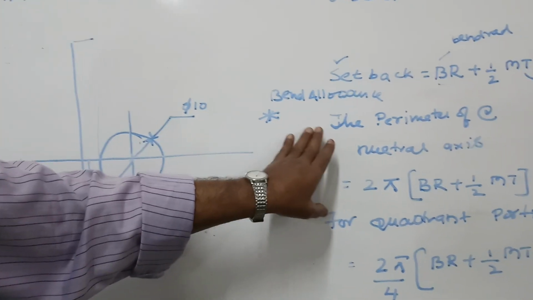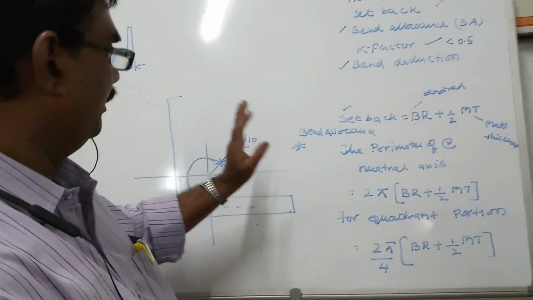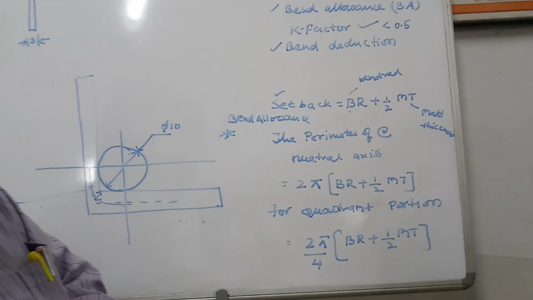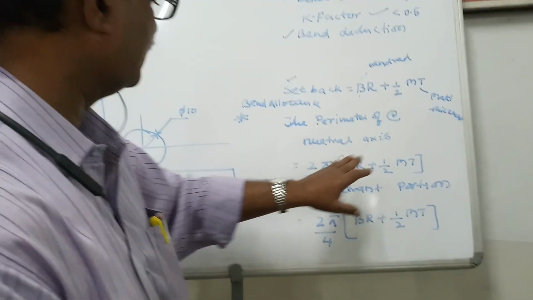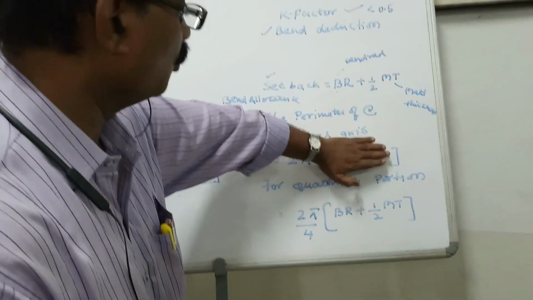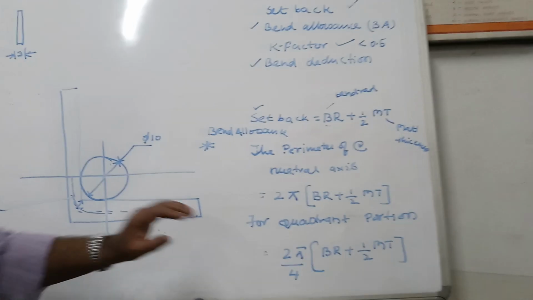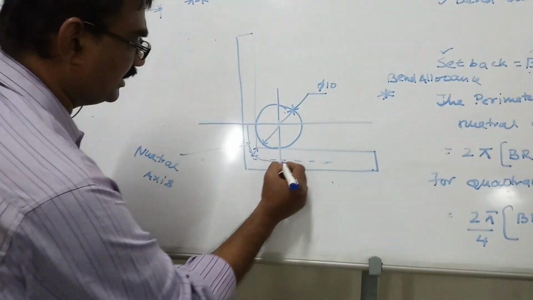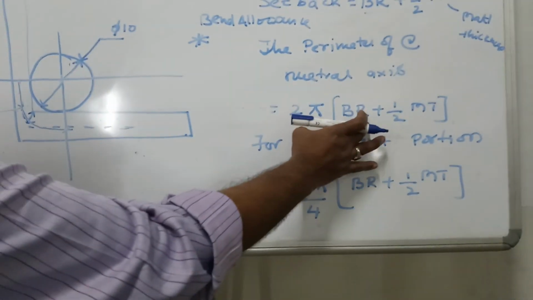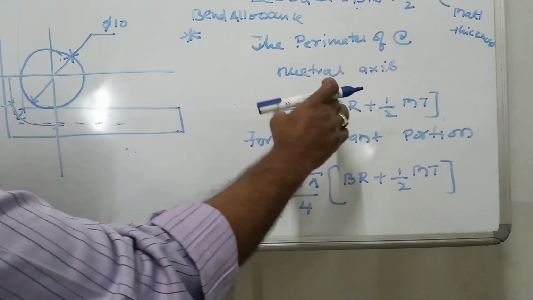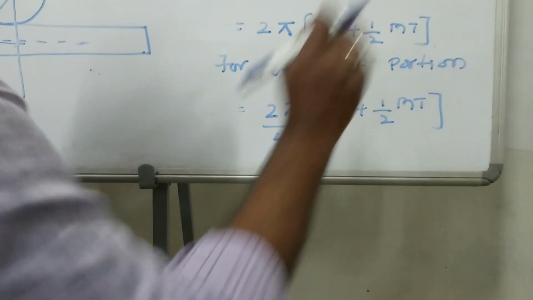Now, how to calculate bend allowance? Bend allowance for any material, you can calculate. This is a standard procedure for obtaining the formula for bend allowance. Perimeter about the neutral axis is 2 pi r. So here total r is setback, Br plus half of the material thickness. Now we are interested to have bend only in quadrant portion. It is 1/4 of circle. So for quadrant portion, by 4 I have taken. This is total perimeter for total circle, but we are focusing on only a quadrant. 2 pi by 4 into Br plus half of material thickness.